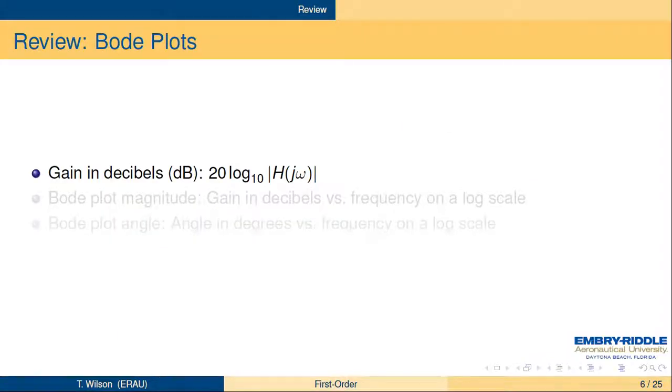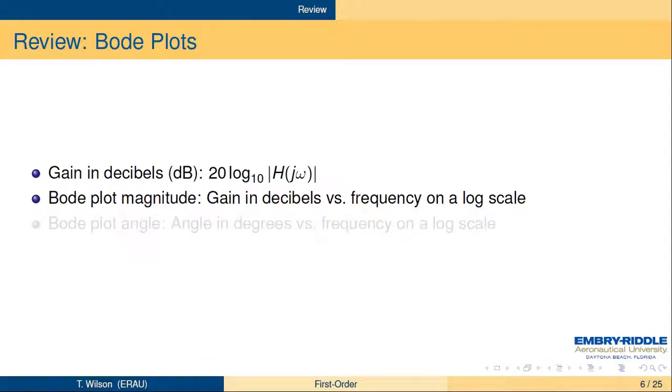We also saw Bode plots, which is a way of looking at the gain in decibels, 20 log base 10 of the magnitude of H of j omega, and you plot that versus frequency on a log scale. For the angle plot, you just do the degrees versus frequency on a log scale.